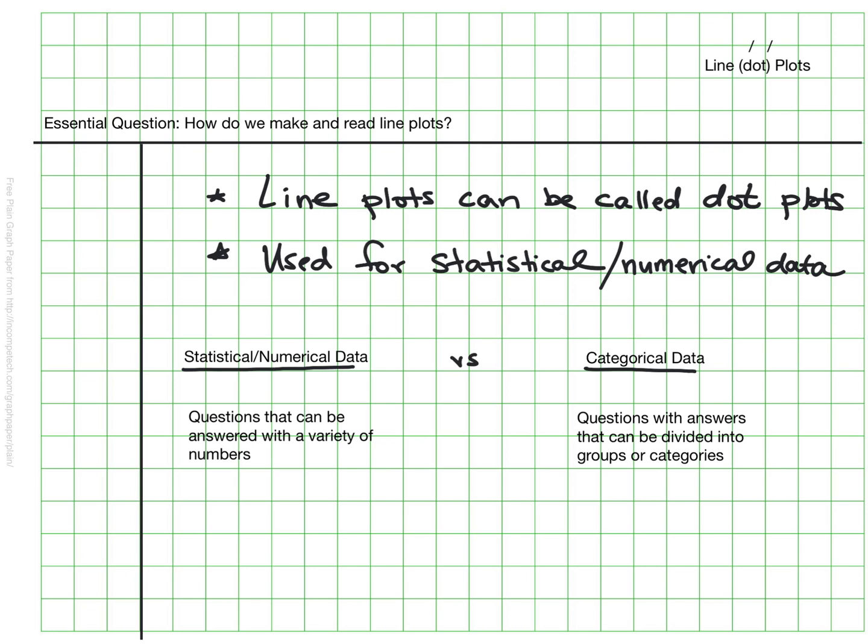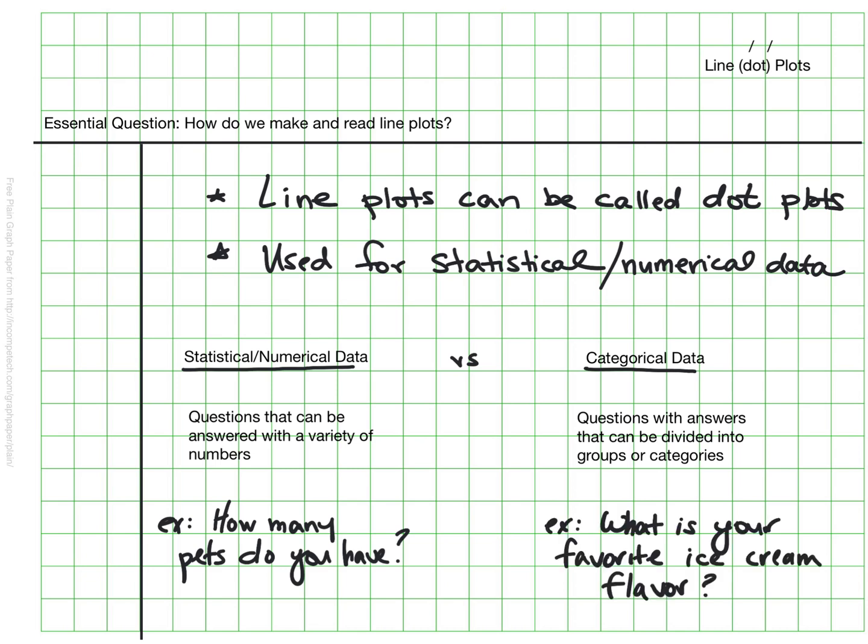I'll give you an example of both. If I ask someone how many pets they have, they're going to answer with one of a variety of numbers. Maybe they have 0, maybe they have 11, maybe they have 3, right? That can be answered with a variety of numbers. On the other hand, if I ask you what your favorite ice cream flavor is, you might say mint chocolate chip or swirl or cookie dough, and that would be placed into a group or category when I'm going through all of the survey results.